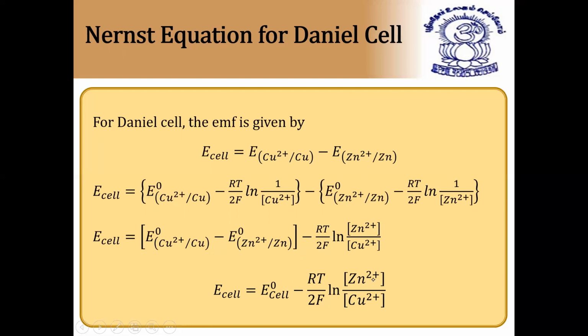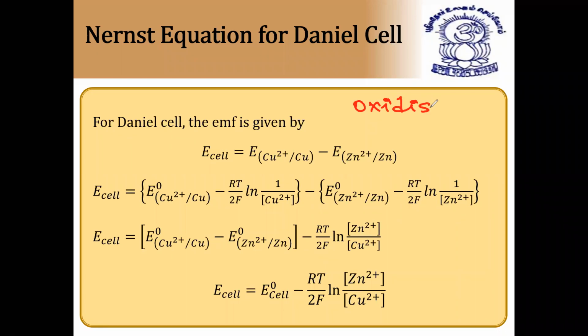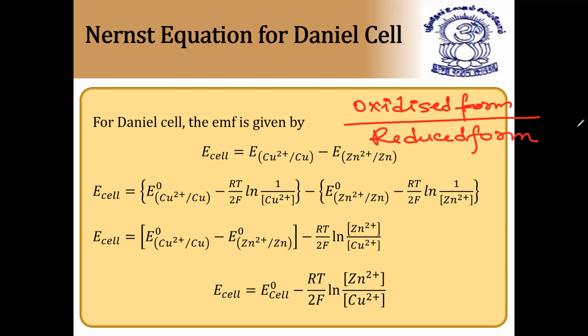Or you can say here oxidized form by reduced form. Here I write oxidized form divided by reduced form. Always you should think like that. Oxidized form by reduced form, because oxidized means zinc changes to zinc ion, and reduced form means Cu2+ changes to Cu. So I hope it is clear.